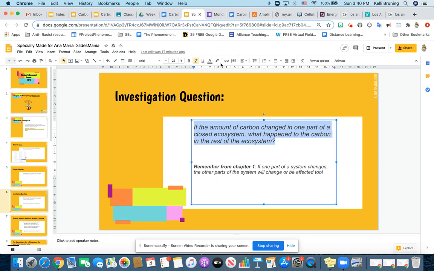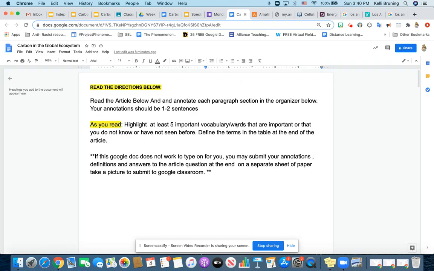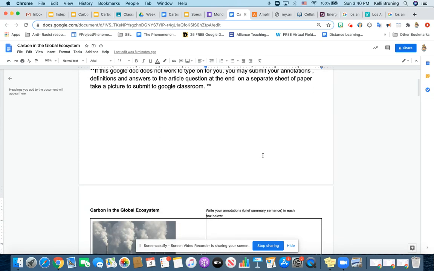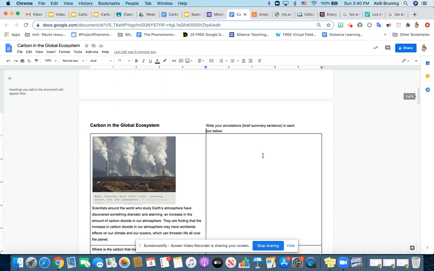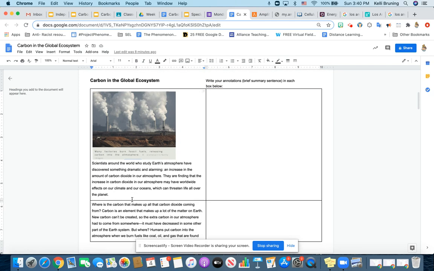So you're going to go to the article in Google Classroom. The article is going to look like this. You'll scroll down and you're going to read each little section of the article. And when you annotate, you can annotate in these boxes next to it. So I'll model for the first one.